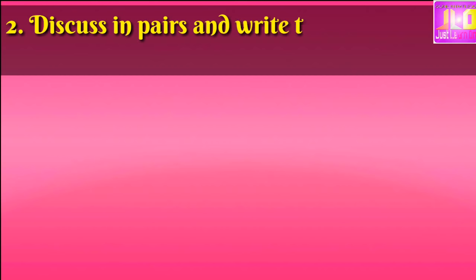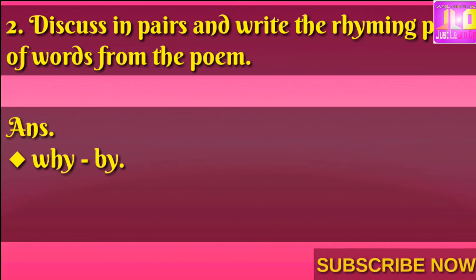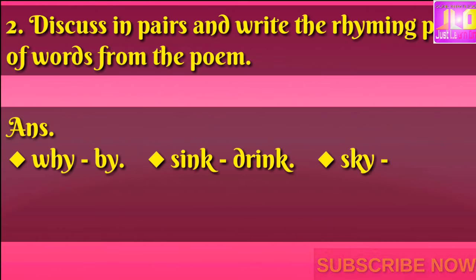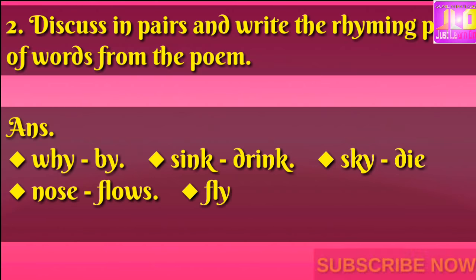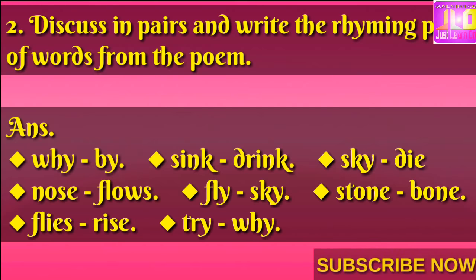Discuss in pairs and write the rhyming pairs of words from the poem. Answer: why buy, sink drink, sky die, nose flows, fly sky, stone bone, flies rise, try why.